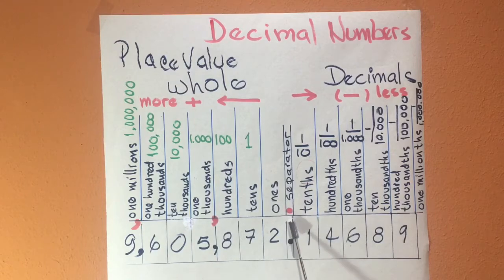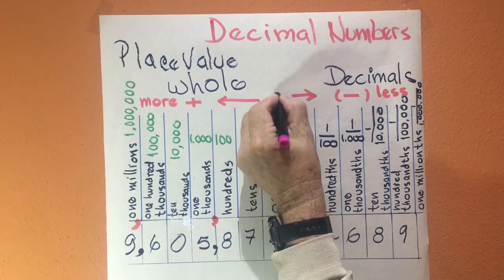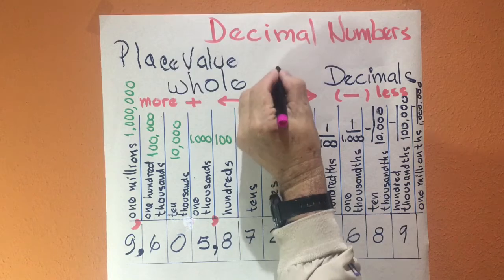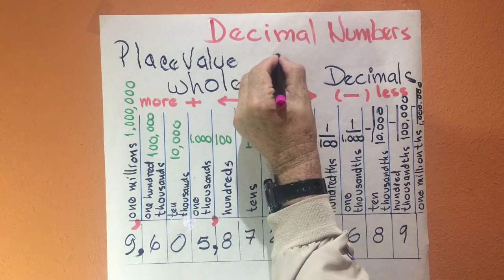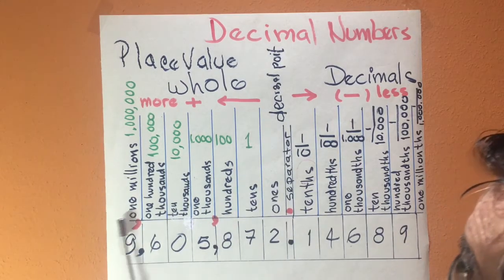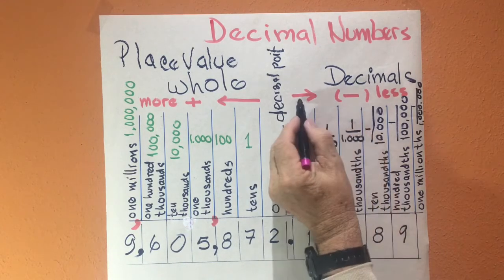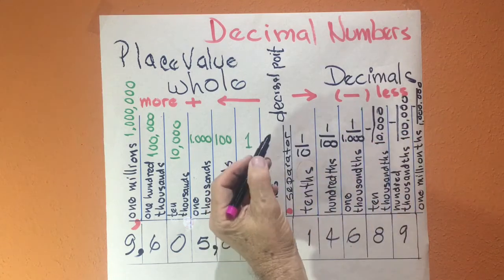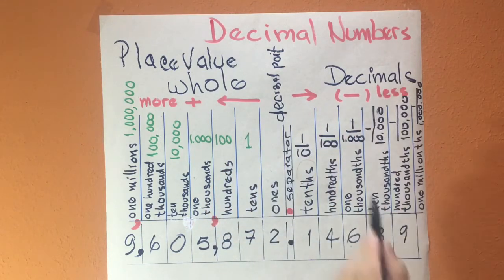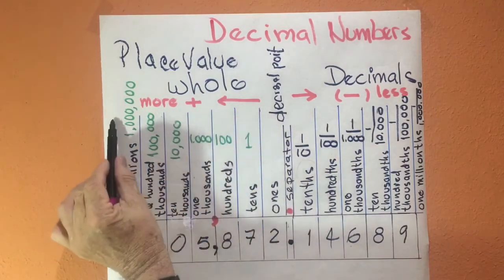Okay, then we have this point. This is called the decimal point, or period. This decimal point is separating the whole area from the decimal ones. And when you go to the left, the numbers every time become bigger. If you go to the right from the decimal point, they become smaller.